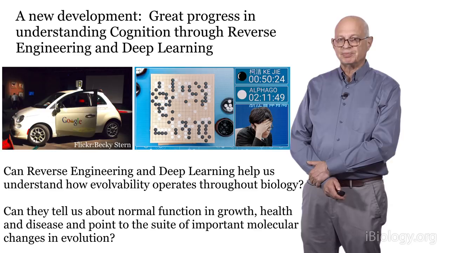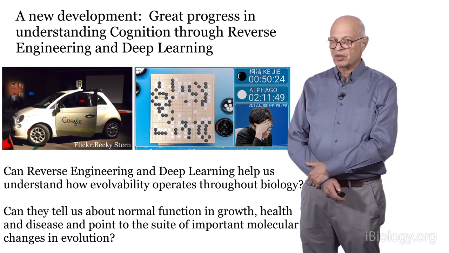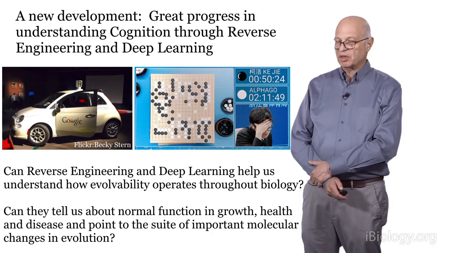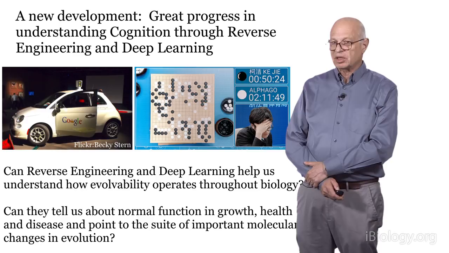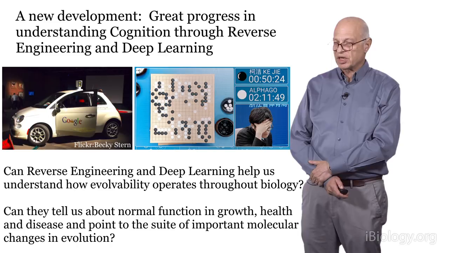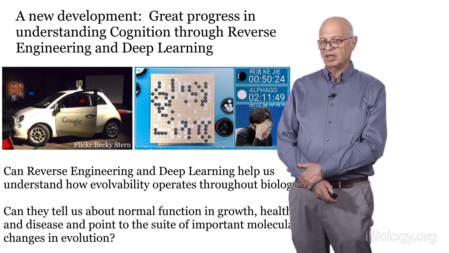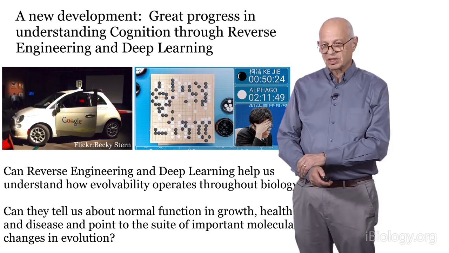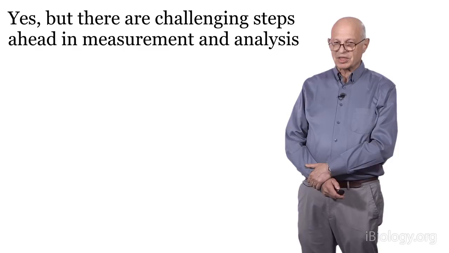So the question is, can reverse engineering and deep learning help us understand how evolvability operates throughout biology? I don't know the answer, but I think it's worth trying. Can they tell us something about the normal function and growth, health, and disease? Can they point to a suite of important molecular changes in evolution? I think this is something we have to try. But we have to recognize that this is a difficult process, and we need certain requirements in order to apply these kinds of methods. So the answer to the question is yes, but, and there are challenging steps ahead.